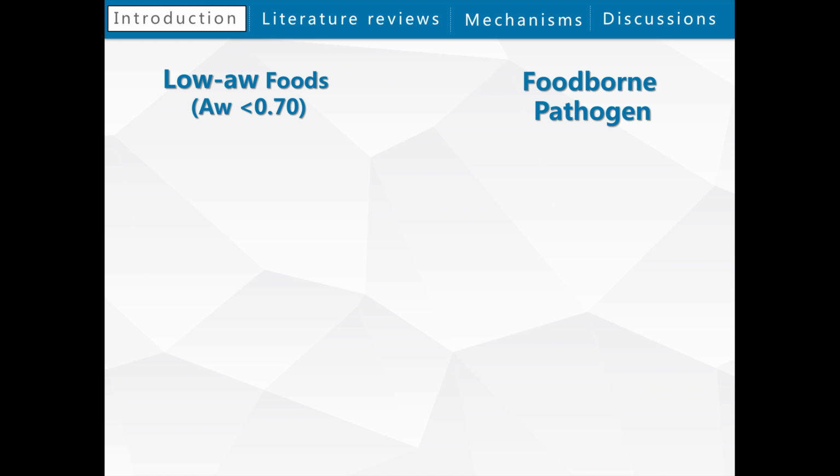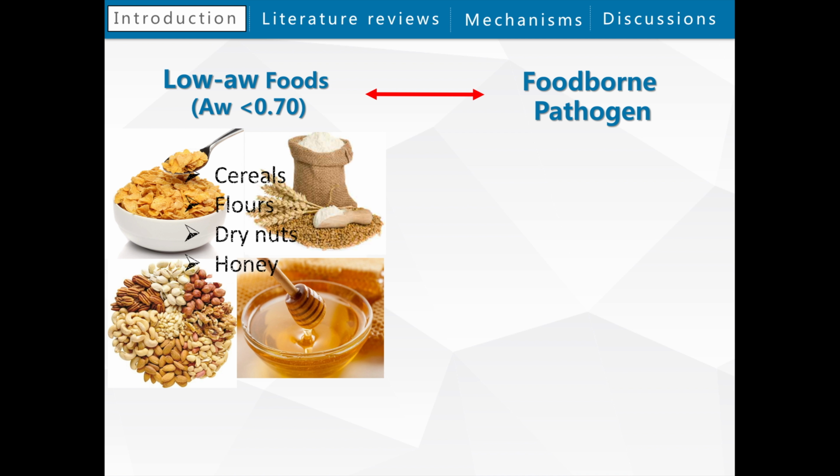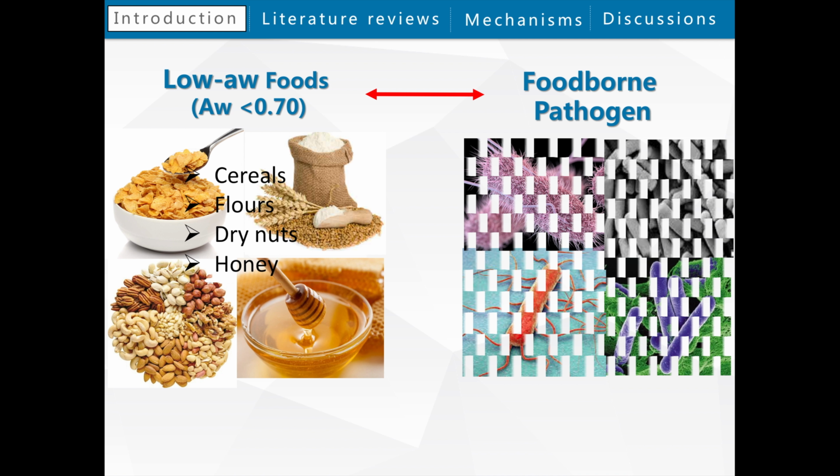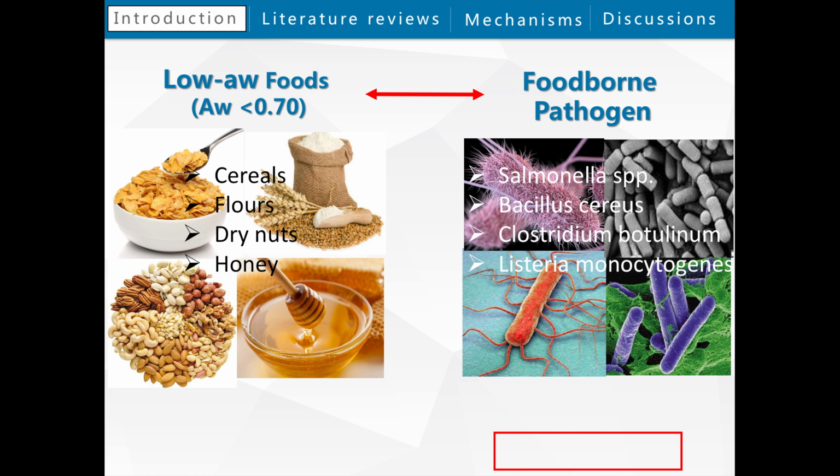Low water activity food products were reported to be associated with foodborne illness outbreaks or recalls. These products include breakfast cereals, flours, grains, and honey. In addition, the common related microorganisms include Salmonella, Bacillus cereus, Clostridium botulinum, Listeria monocytogenes, and so on. Among them, Salmonella accounts for the majority of foodborne illness outbreaks.